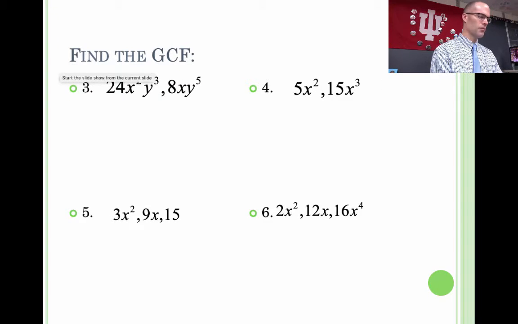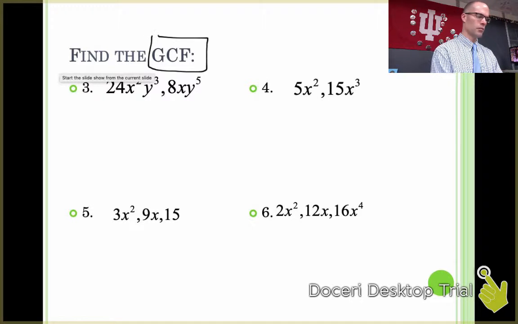Okay, so now this says find the greatest common factor. So we're going to see what do they all have in common. We're going to take the largest item out. So we have 24x squared y cubed, 8xy to the fifth. So let's look at the coefficients. 24 and 8, well, they both have an 8 in common, so I can take an 8 out. X squared and x, the largest we can take out of both of them is an x. I can't take an x squared out of my second one. And then I have y cubed and y to the fifth, so the largest y I can take out is y cubed.